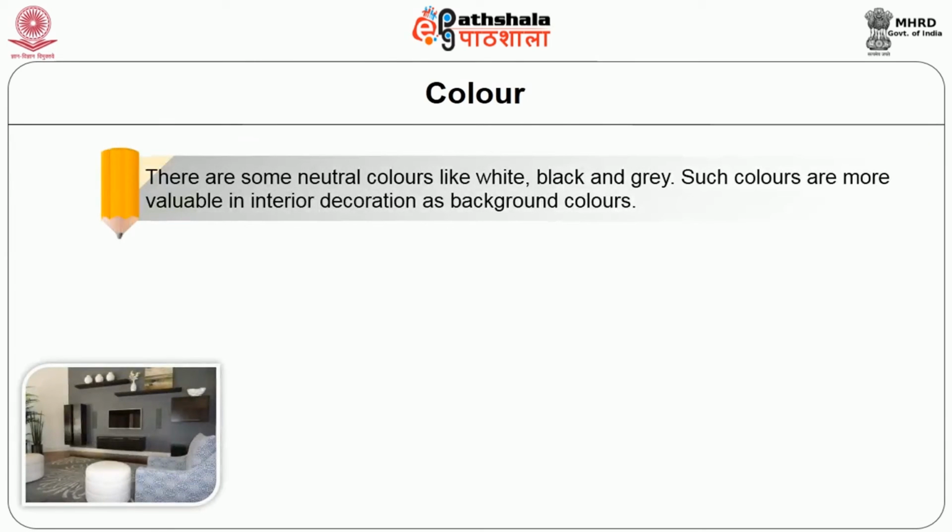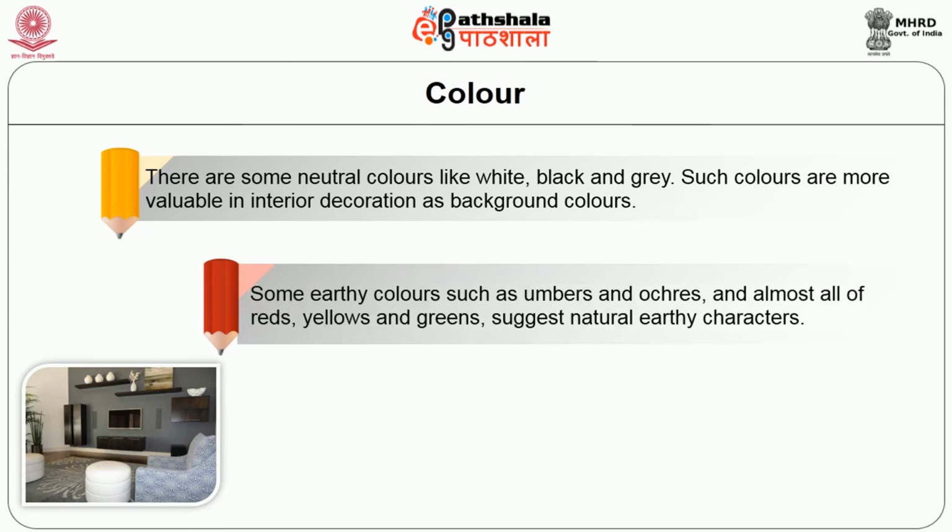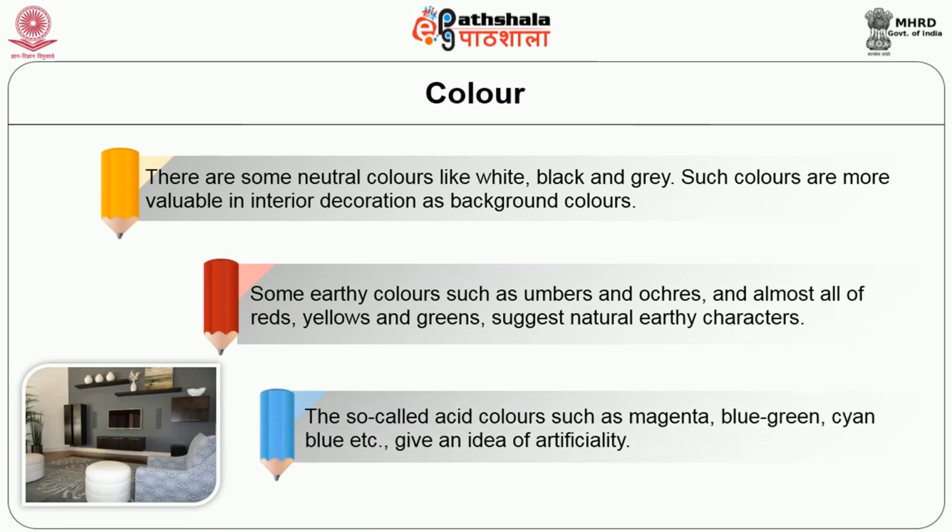So there are some neutral colors like white, black and grey. Such colors are more valuable in interior decoration as background colors. Some earthy colors like umbers or ochres, and almost all of the reds, yellows and greens, suggest natural earthy characters. So these colors are also called acid colors, such as magenta, blue-green, cyan blue, etc. They can give an idea or a feeling of artificiality. So the idea should be considered by the interior decorator in the use of colors.